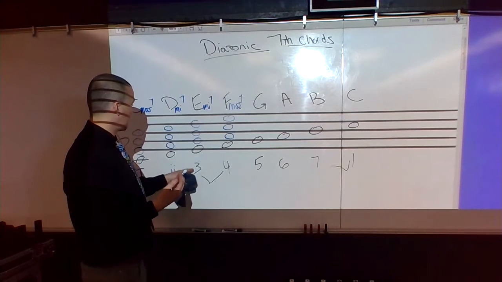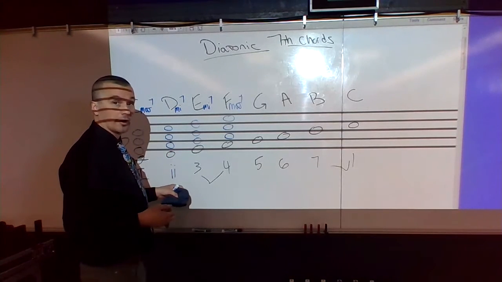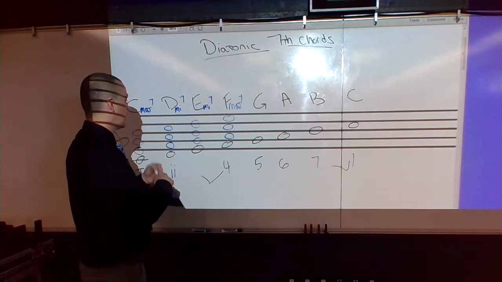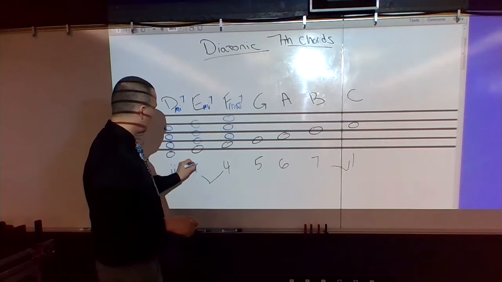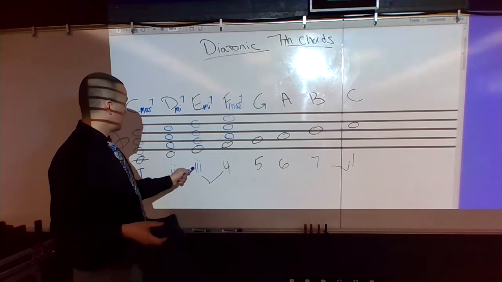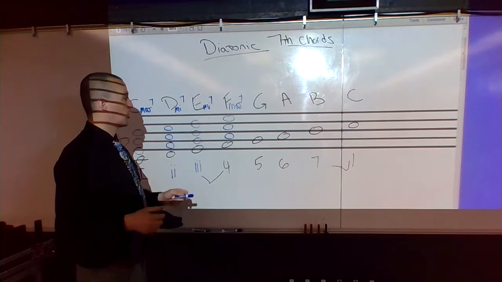This E minor 7 is a 3. It's a 3 chord. Okay, this represents a single note. I've got to get rid of that and change it to a Roman numeral so that it represents a chord in a key. Notice it's lowercase, and that's because the chord is minor.